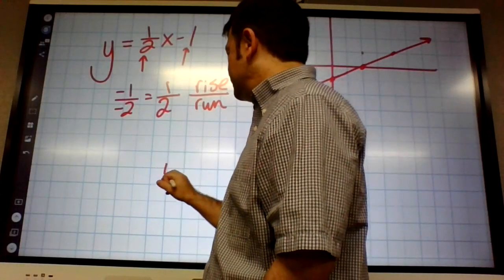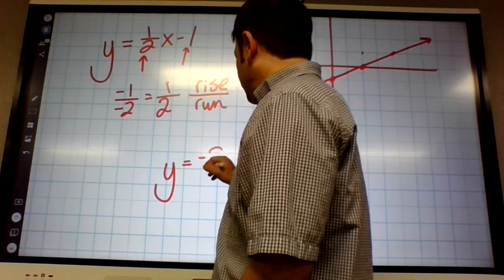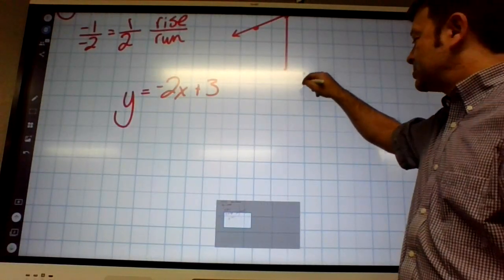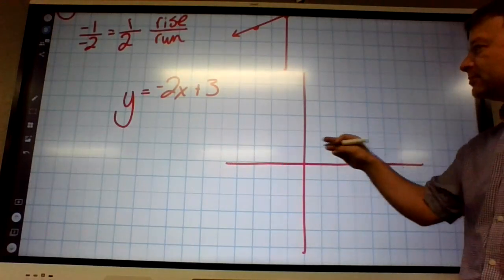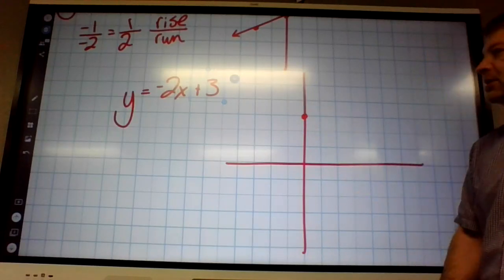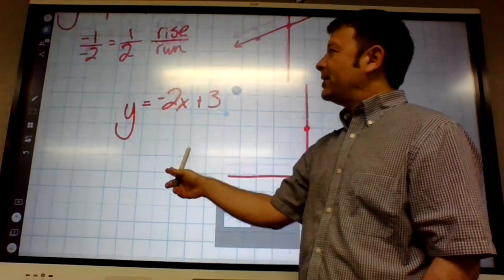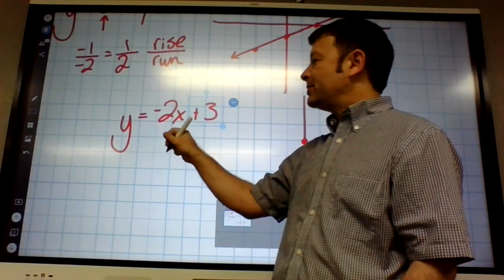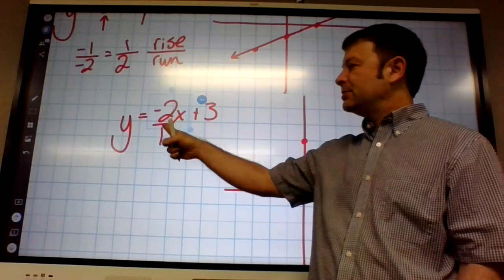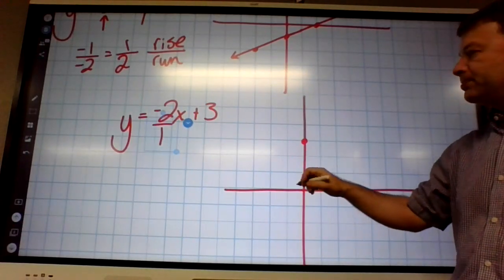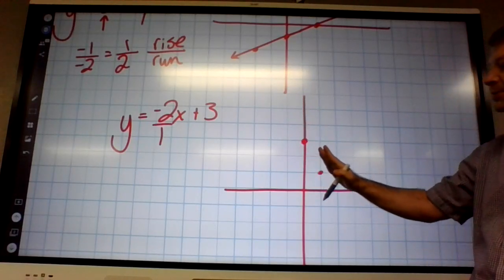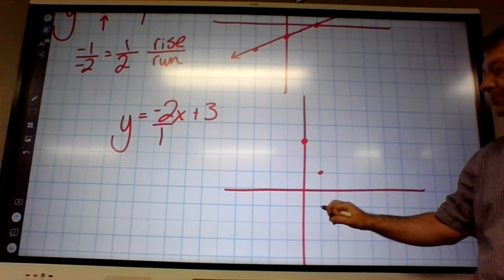Okay, here's where we usually get in trouble. Okay, so where do I start at? Up 3. That's the y-intercept, +3, (0, 3). Okay, and where am I going? So -2 is not a fraction, so how do I turn -2 into a fraction? -2 over 1. So the rise is -2, and the run is 1. So that'd be 1 to the right. Remember, negative lines should be falling from left to right. So down 2, run 1.